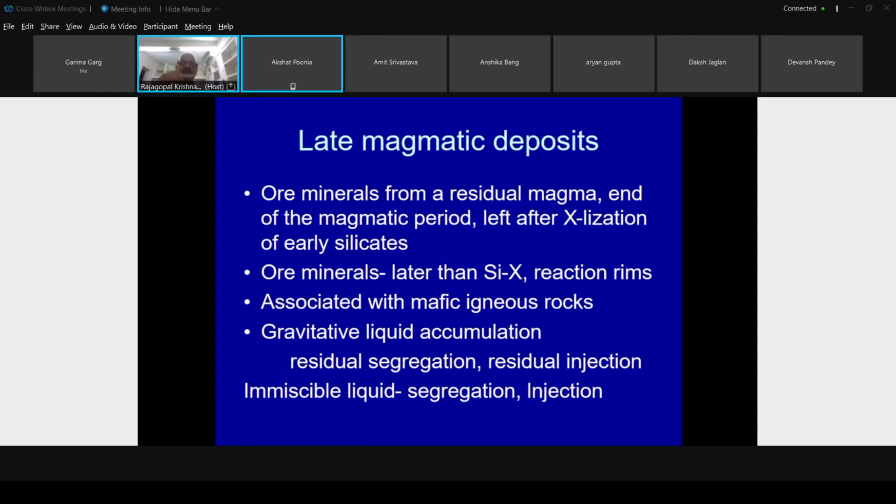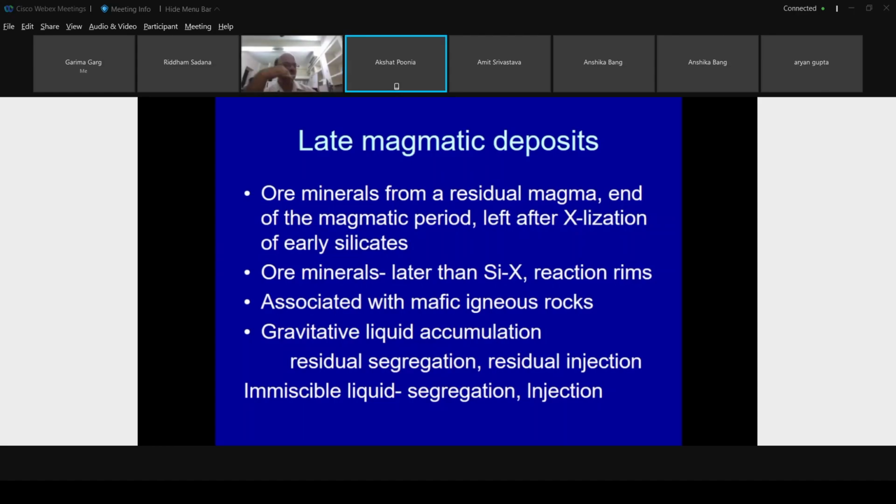So there are certain terms. What is residual magma? Can you please tell me? Sir, the magma that is left after crystallization of early magmatic deposits. May I know who is speaking? I did not ask them. I asked Mr. Punia. Please tell me, what do you mean by ore minerals from residual magma?